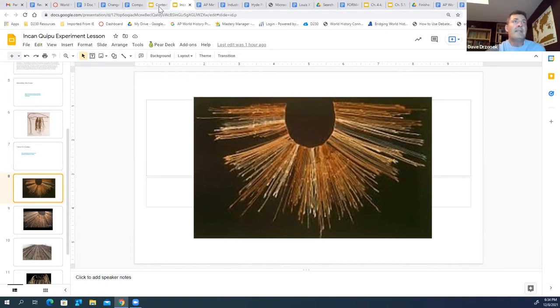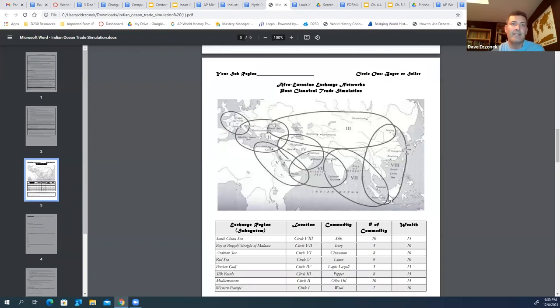Another one that I love doing is trade simulations. There are some great trade simulations. This one is one of my all-time favorites. This is not mine. You can actually Google Afro-Eurasian trade simulation. This would be a perfect lesson for the week that we were doing Trans-Saharan, Indian Ocean, and Silk Road. It's a perfect lesson for a Monday or a Tuesday or a Wednesday.